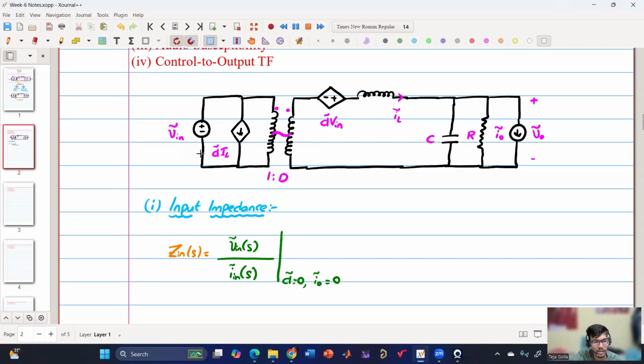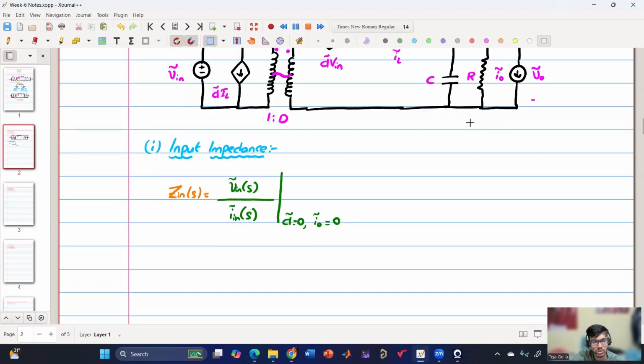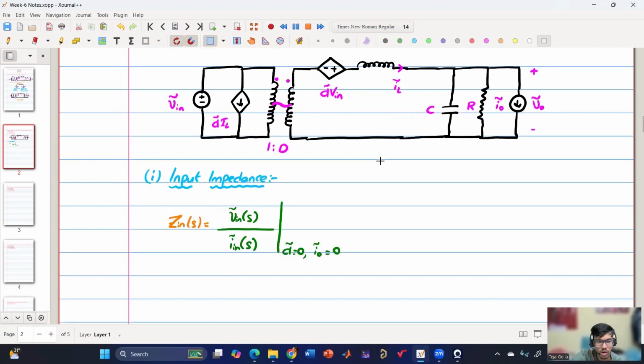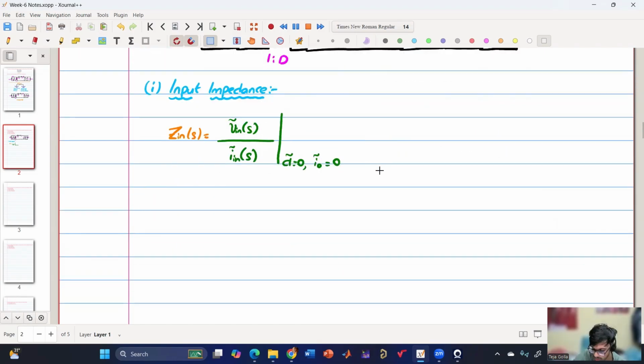So basically I have input here and a transformer here, 1:D turns ratio, and then I have impedance over here. Every time someone asks for the transfer function, the very first thing we'll do is write the expression and then redraw the circuit, because this circuit will look complicated. But once you redraw it, the majority of the elements are gone. So it will make things look simpler so that we will not make any mistake. My practice is always to redraw the circuit.